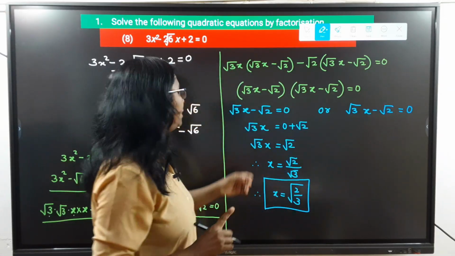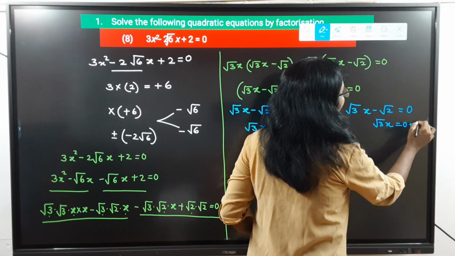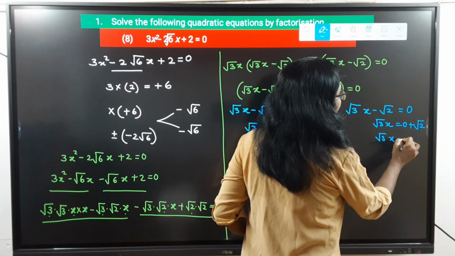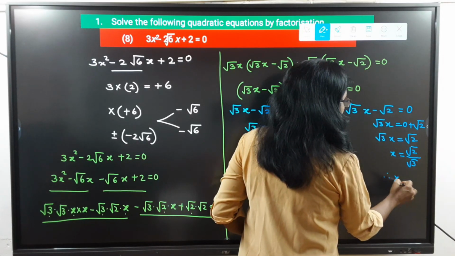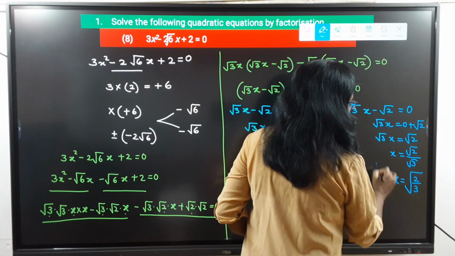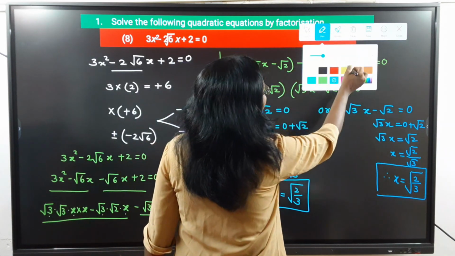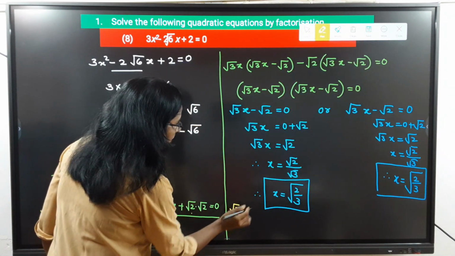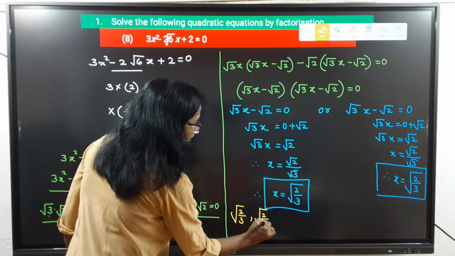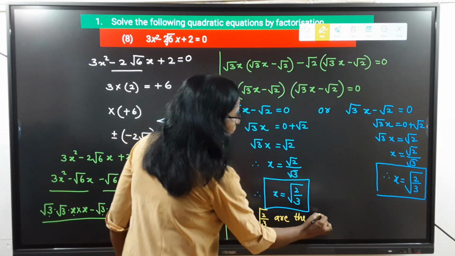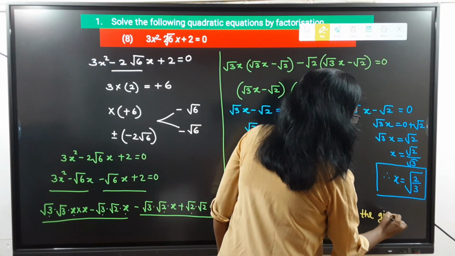Or here I think these both are same. So same answer here. So root 3x is equal to 0 plus root 2. Therefore, root 3x is equal to root 2. Therefore, x is equal to root 2 upon root 3. Therefore, x is equal to root 2 upon 3. So here we say that root 2 upon 3 are the roots of the given equation.